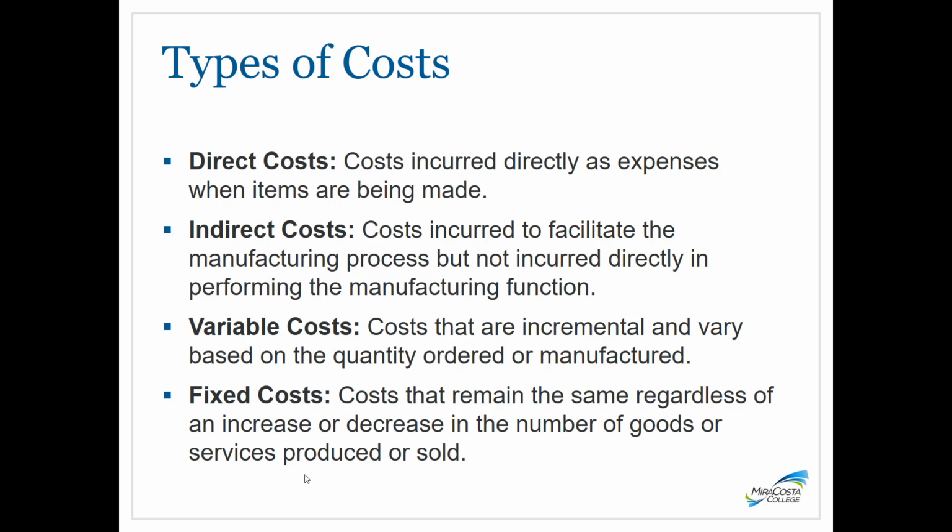Variable costs are costs that are incremental and vary based on the quantity ordered or manufactured. So the more you produce, you can expect your variable costs to go up, and the less you produce, your variable costs will go down. Fixed costs are those that remain the same regardless of an increase or decrease in the number of goods or services produced or sold. Examples of fixed costs could include rent or lease payments, insurance payments, or security services.